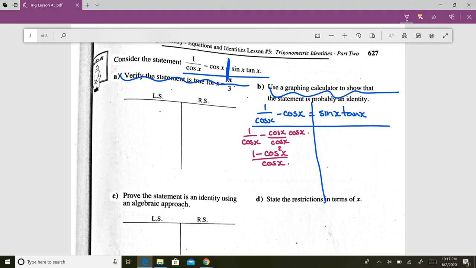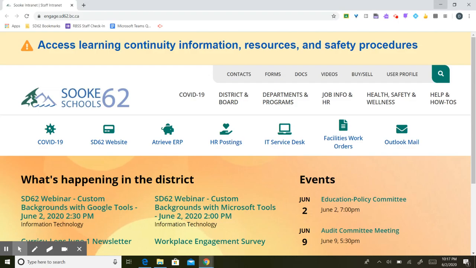Okay, now, that doesn't look anything like what's over on the right-hand side. But what is 1 minus cos squared? Well, if you think about your identity sheet, maybe I should pull that up here.